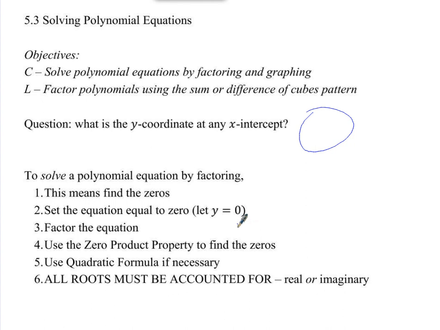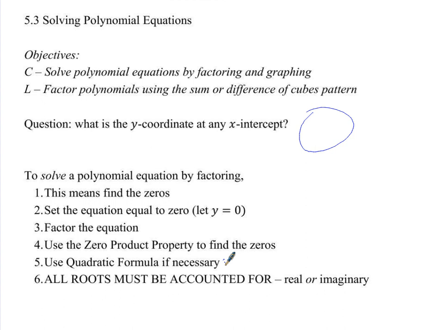To solve the equation, we're going to factor the equation most of the time. In this section, we're going to be factoring the equation all of the time. Use the zero product property to split your factors up and solve for x, just like we've been doing. You may need to use the quadratic formula. It could be that you wind up with some sort of quadratic trinomial that does not factor, and if that's the case, use the quadratic formula.